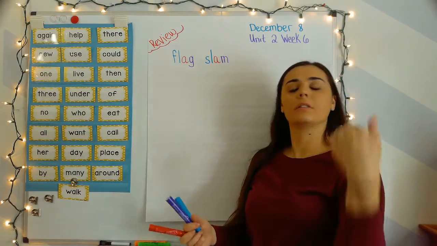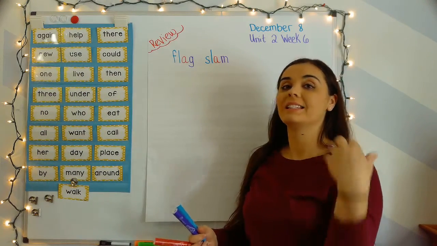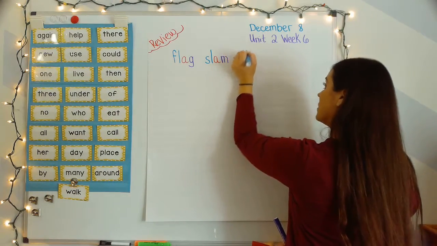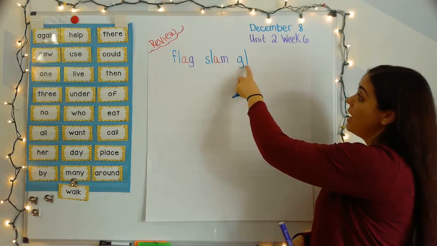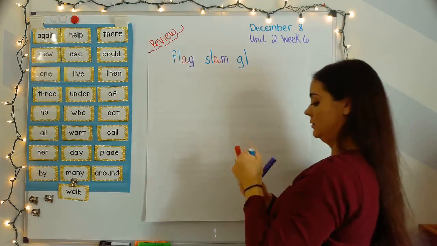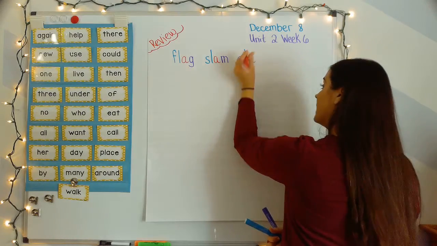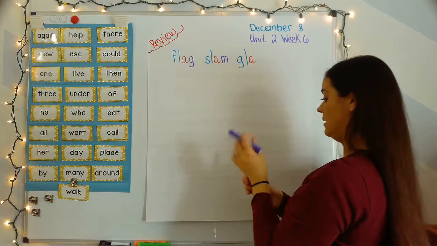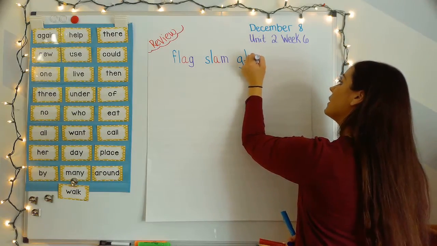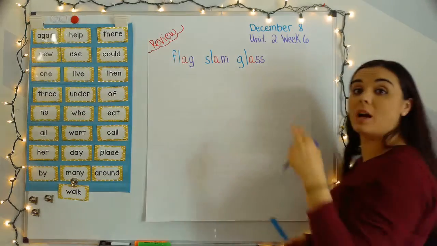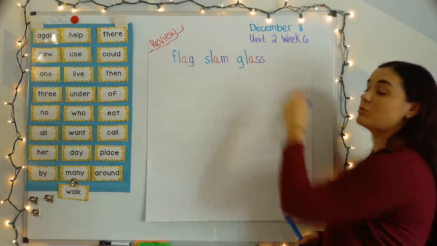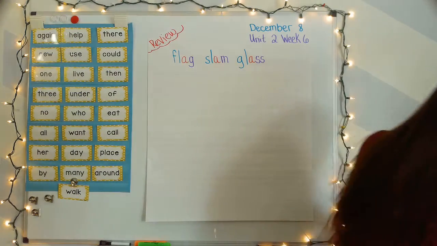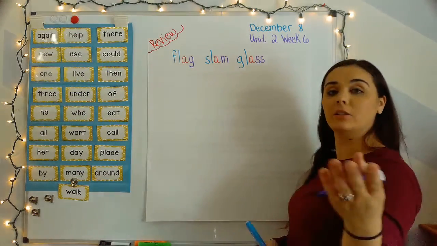Glass, your turn. Glass. There's one of those L blends, G and L, gl. A says a, gl-a. And remember, when we have two consonants at the end, we just double up on that sound. So two S's, s. Glass. Excellent.